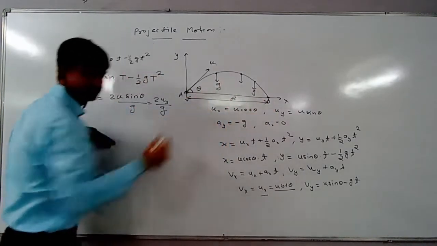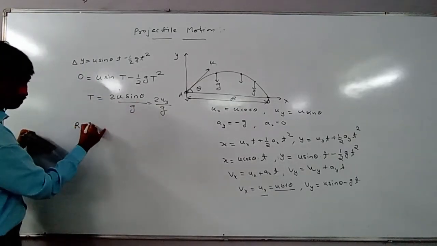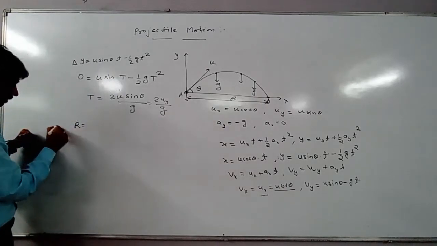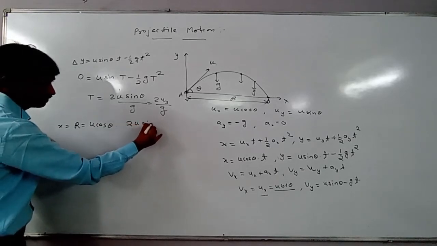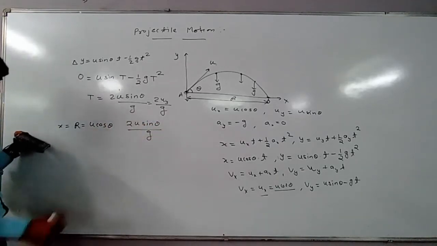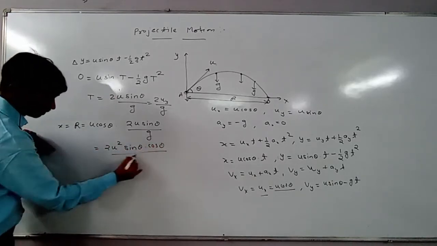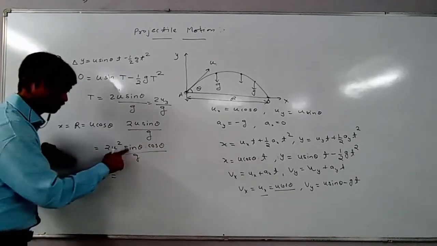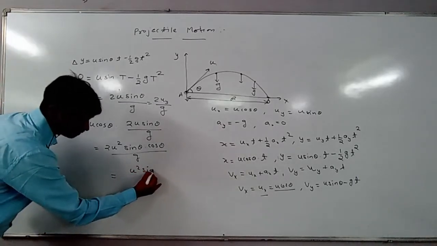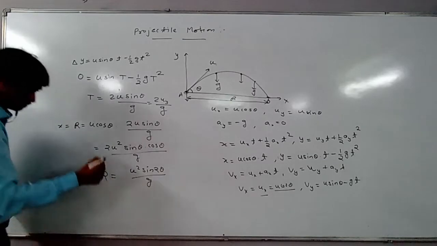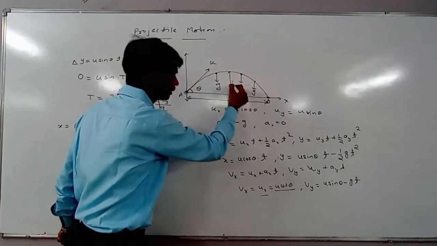Now, this is the range along the horizontal axis. So basically, R is equal to, use this, x is equal to u cos theta into 2u sin theta by g. Simplify: 2u square sin theta cos theta by g. In trigonometry we have studied that 2 sin theta cos theta is sin 2 theta. So R is u square sin 2 theta by g. Try to remember it.